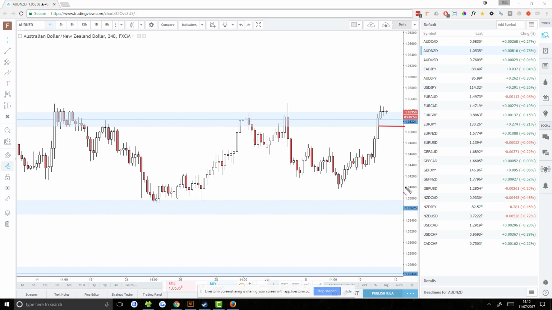Because I'd want it to clear this resistance area. I would want it to confirm. I'd want sellers to confirm that they've taken control of price and that they're in fact going to push price down. So yeah, I'm not too interested in that.